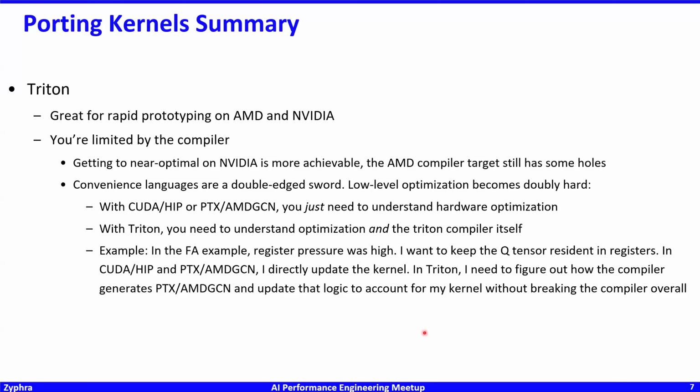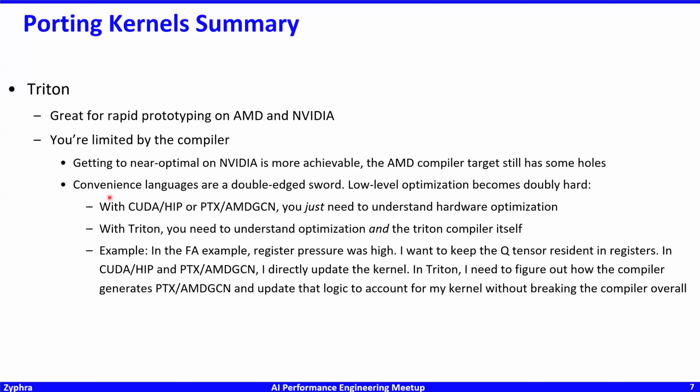So, porting kernel summary. Triton is great for rapid prototyping on AMD and NVIDIA. I can take a CPU op and make it a decently efficient kernel very quickly, same day. You're limited though by the compiler. Getting to near optimal on NVIDIA is much more achievable, but the AMD compiler target still has some holes. For example, the assumption about register size on AMD, that edge case has not been accounted for. So I have to do that myself or wait for Triton to fix this little loophole.